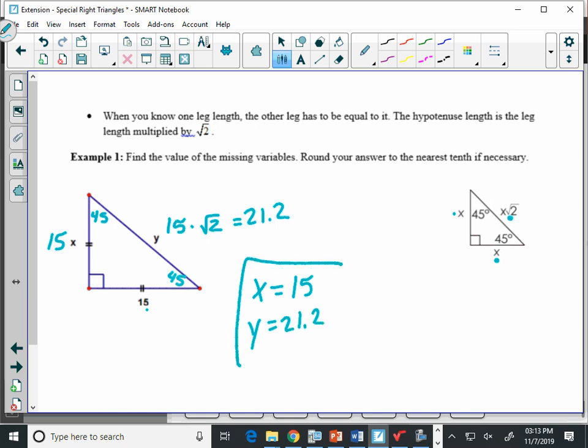Those are my answers. A lot faster than having to use the Pythagorean theorem to find that answer. A little shortcut. You can also think: I'm going from small to big. I went from a leg to a hypotenuse. I'm going from small to big, so I multiply.